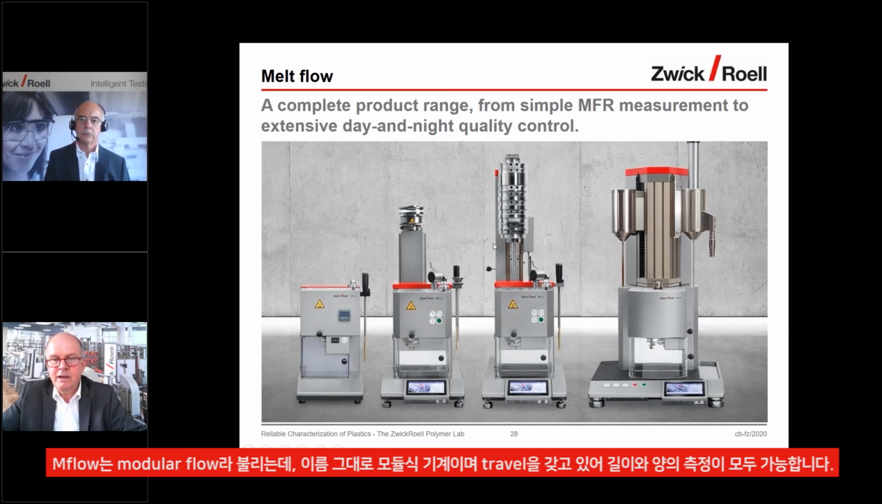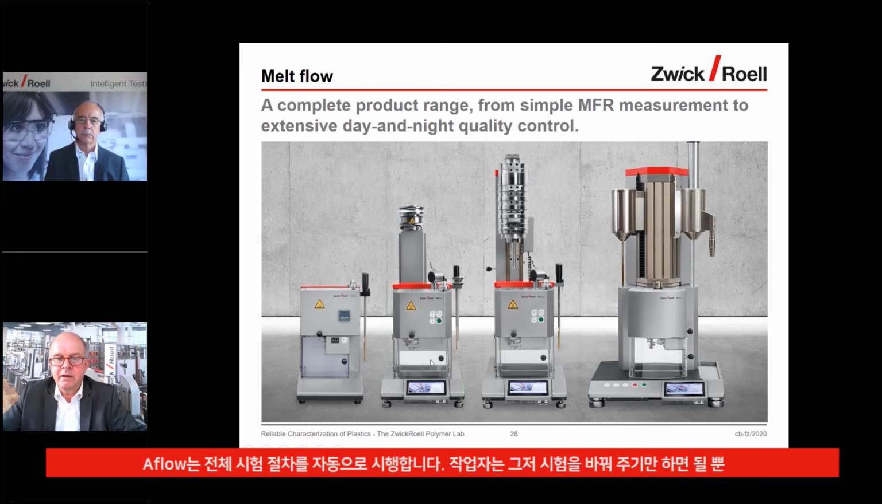You have this mid-range machine, we call it the M-Flow or the Modular Flow, and as it says, it is very modular. It can have a travel transducer, so it allows you to measure melt volume rates. It allows you also to control the whole test procedure automatically, so that the operator can switch on the test and just turn around, and the whole measurement procedure is automatic.